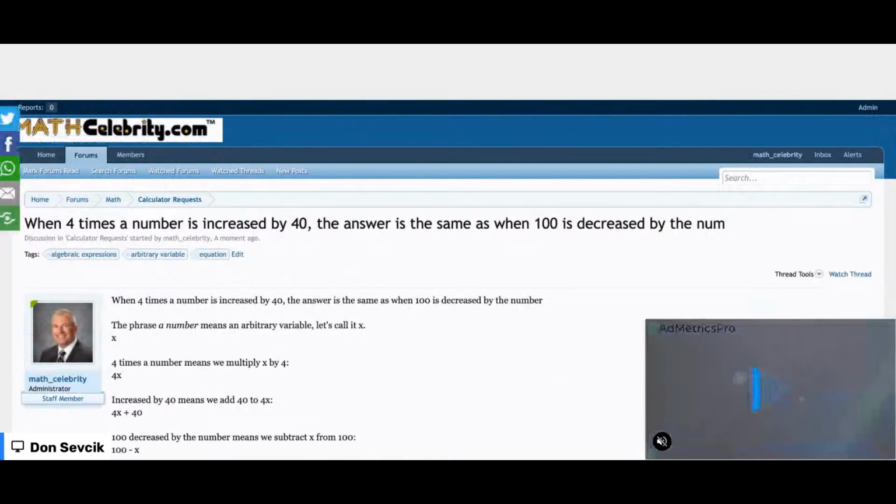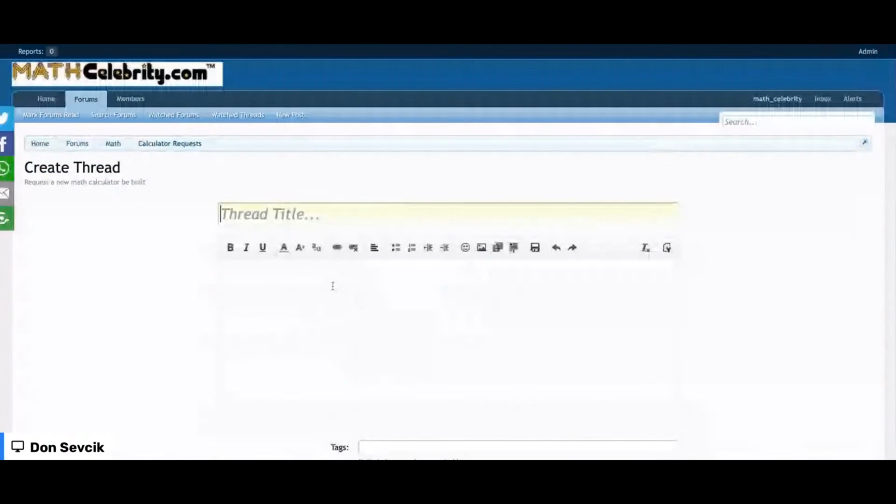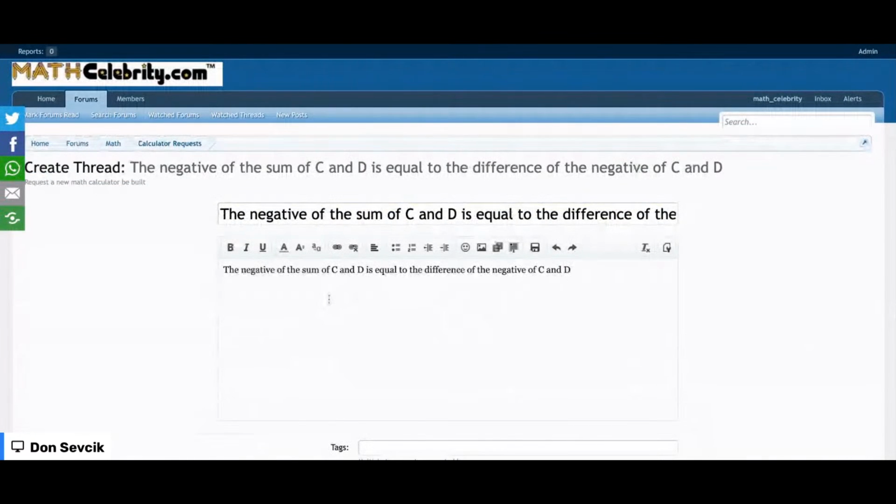Okay. This one was interesting. This came in late last night, right before I fell asleep. The negative of the sum of C and D is equal to the difference of the negative of C and D. Okay, the negative, we've got two expressions here. Let's break them out. Negative of the sum, which means negative 1 times the sum of C and D. Okay, so we got that.